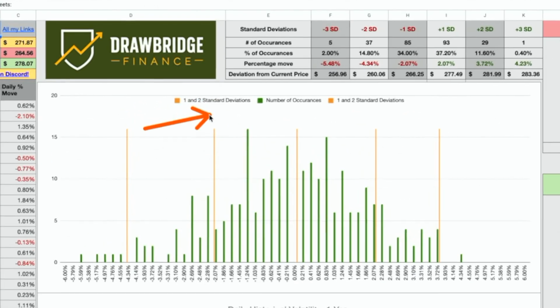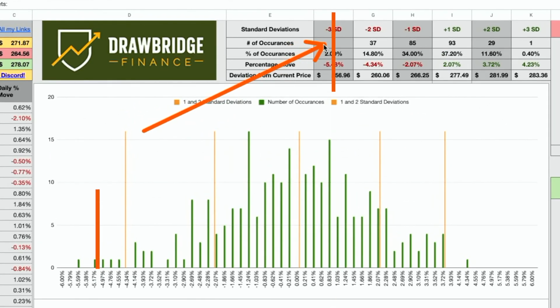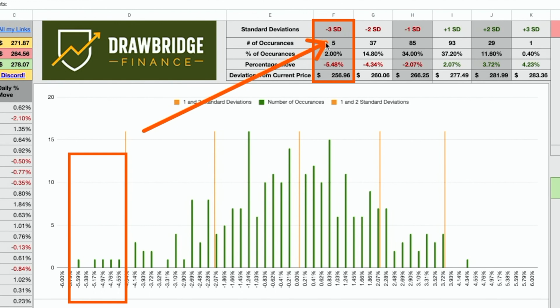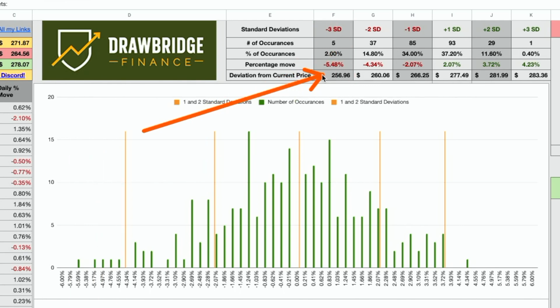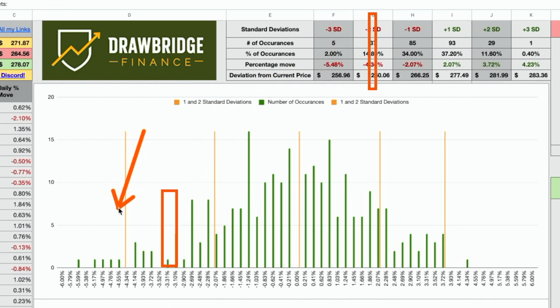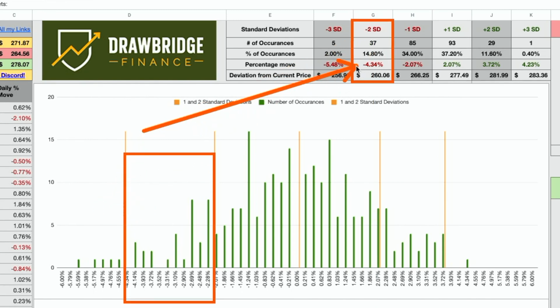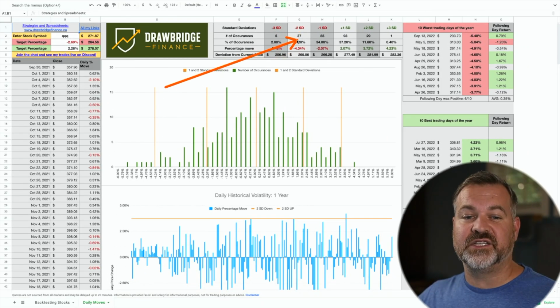If we look specifically at Q, over the past year or 252 trading days, only 5 times or 2% of the time it traded below negative 4.34% and above negative 5.48%. And the deviation at this point, if we were looking for this line, would be $256.96. The 2 standard deviation line, which we can see here, appears at a negative move of 4.3%. It occurred 37 times, and the number of occurrences was 14.8%. So that you can see the ranges that we're getting.